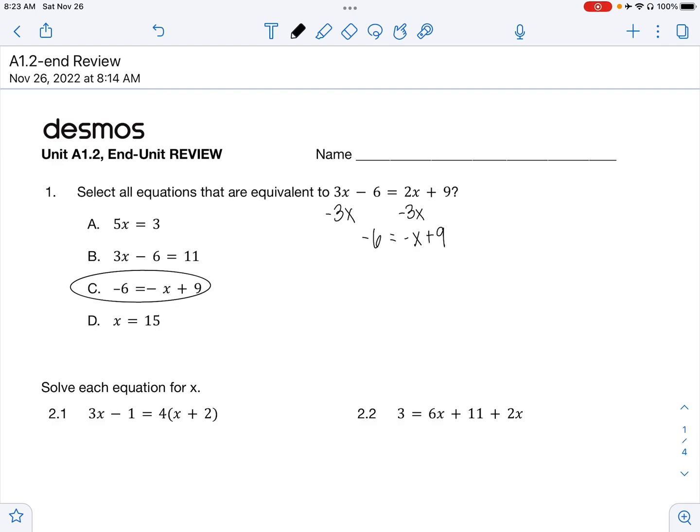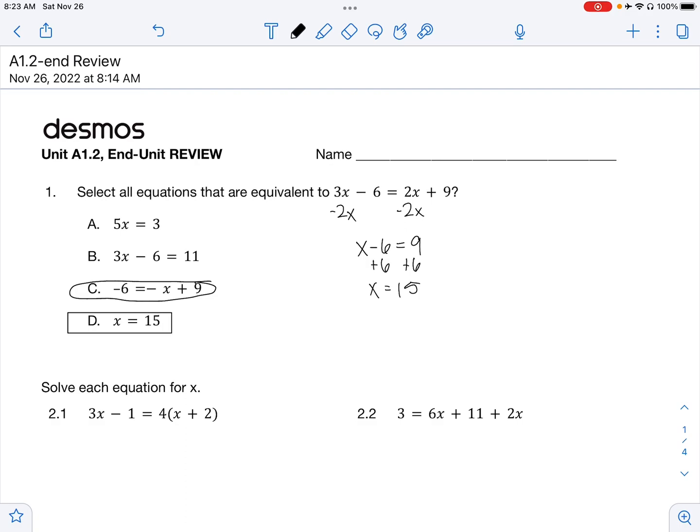Maybe let's start over. Let's erase all that. Maybe if I do the opposite thing, so I go minus 2x on each side, I get x minus 6 equals 9. I'm going to add 6 on each side. I get x equals 15. That's one of my options. And that's actually my solution. So all of my equivalent equations will have the same solution of x equals 15.